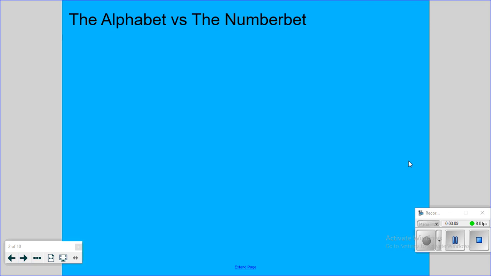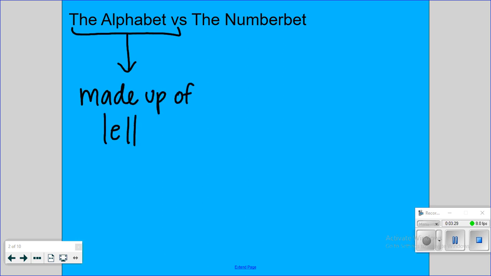Raise your hand if you've heard of the alphabet before. Who's heard of the alphabet? Yeah, it's this thing right here. This is our alphabet. The alphabet is made up of letters, right? We know that. A, B, C, D, those are all letters. That's what makes up the alphabet. What do I use those letters for? Victor? Yeah, I use them to make words.